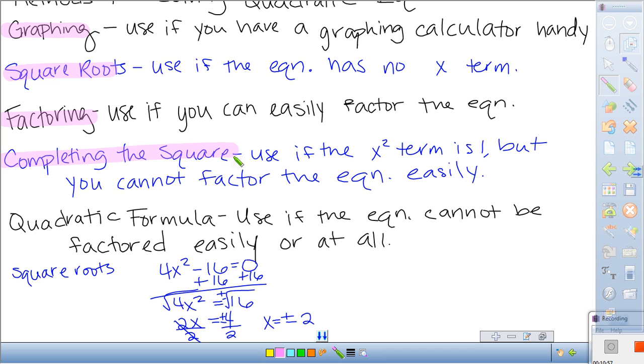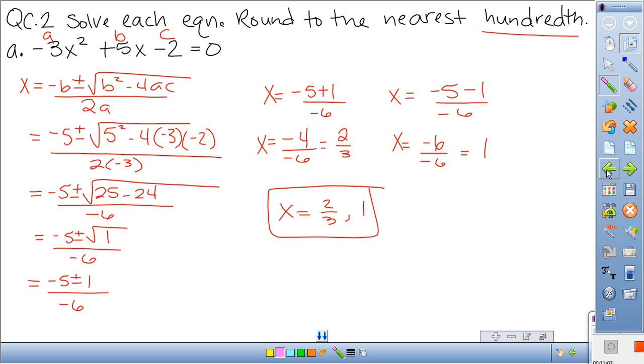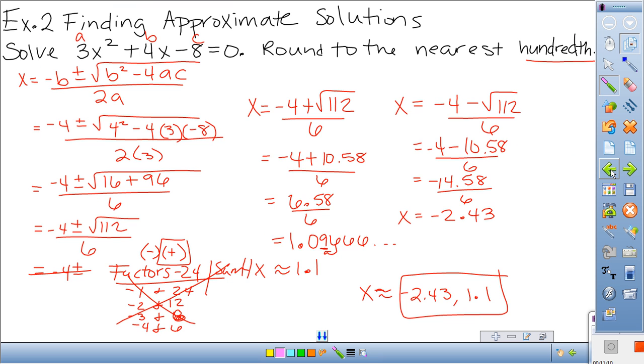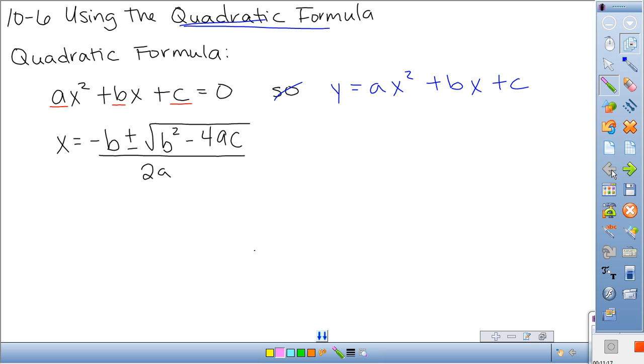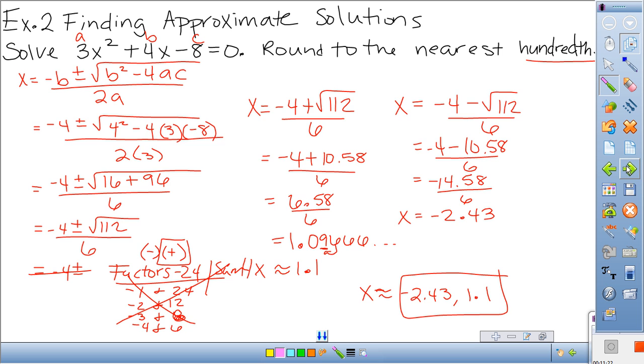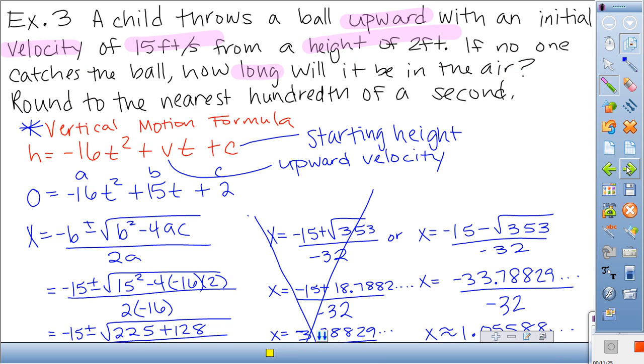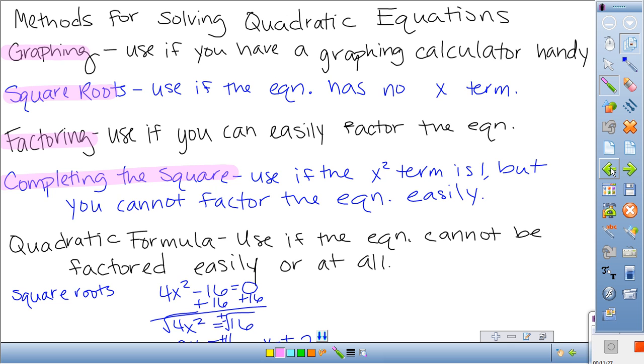Completing the square. We did not do completing the square. Use it if the x squared term is 1, but you cannot factor the equation easily. So actually, let's go back and find one of those that we couldn't have factored easily, but the x squared term was 1. That's the beginning, so I don't know if we're going to find an example here. We may have to just look at one of those later. In fact, I think we will come upon one of those in a minute, and then I'll show you how to complete the square.